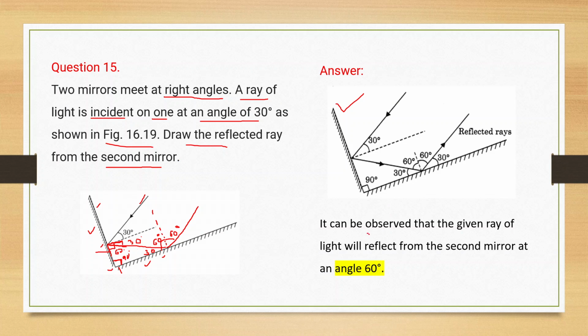So if you can say, it can be observed that the given ray of light will reflect from the second mirror at an angle of 60 degree. So you have to draw this diagram.